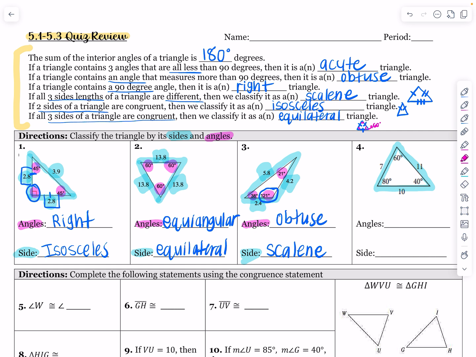All right, and then last but not least, we've got this last one, so 60, 40, and 80. I wanted to start with that because all of the angles are different. That's acute. But because all of the angles are different, I also know that all of the side lengths are going to be different. I know that immediately. So 7, 10, and 11, that forces this to be an acute scalene triangle. So by angles, it's acute. By sides, it is scalene.